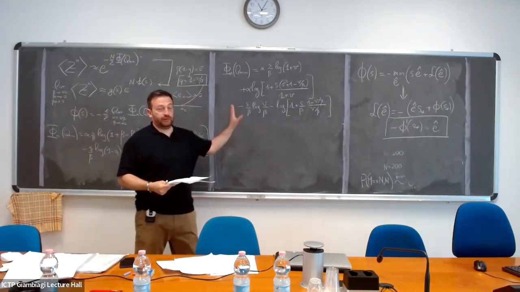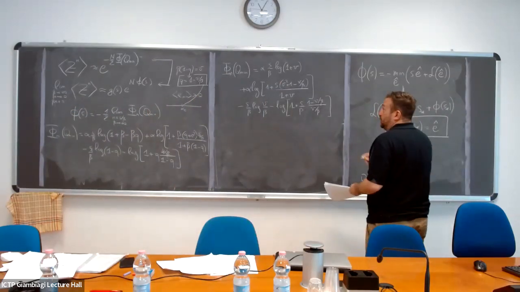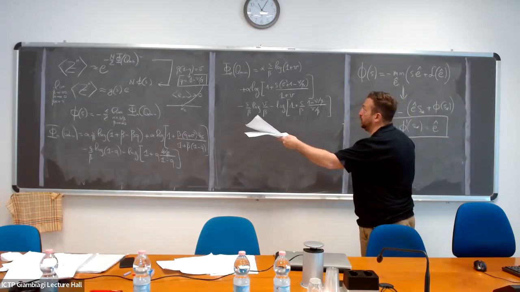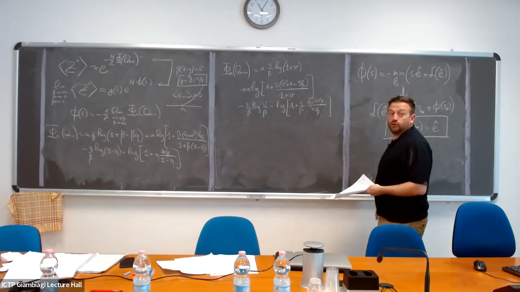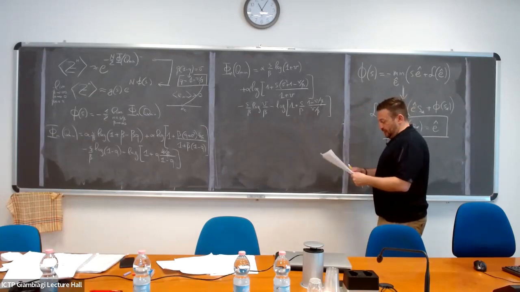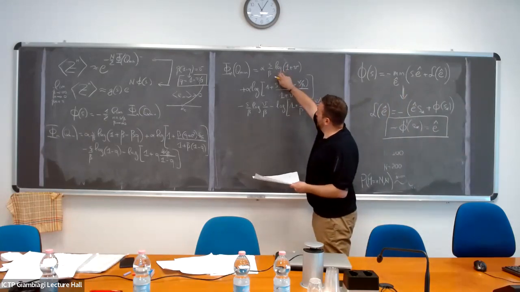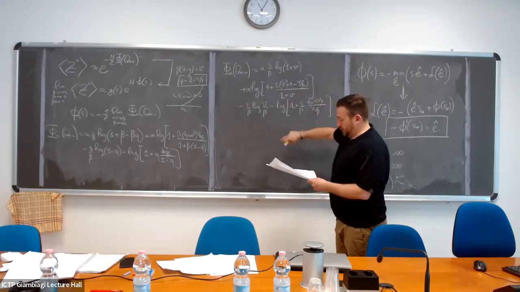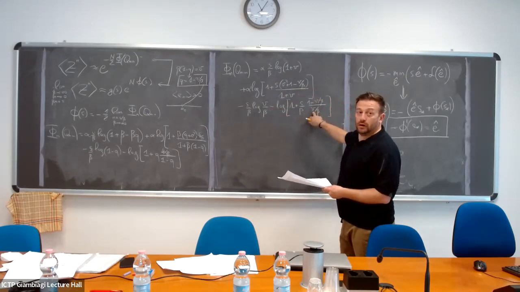Okay, let's compute the limit beta to infinity. You don't have to divide anything here. You just kill the terms that don't survive the limit. So this term is killed. Some part of these terms are killed. This term is killed, and some part of this term are killed, and some others survive.